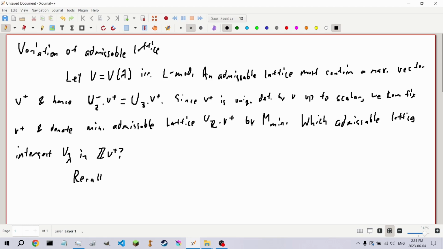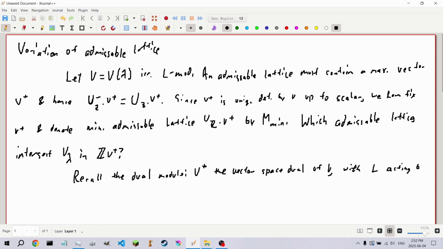So we're going to recall the definition of a dual or contragradient module. V star is the vector space dual of V with L acting by the rule X on F acting on a W is negative F of X acting on a W, where of course X is an element of L, F is a linear function on V, so it's in V star, with W being an element in V.